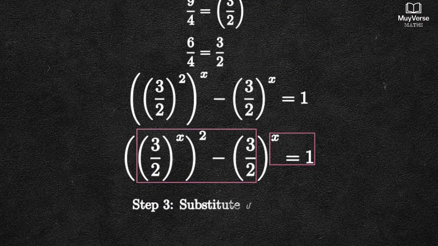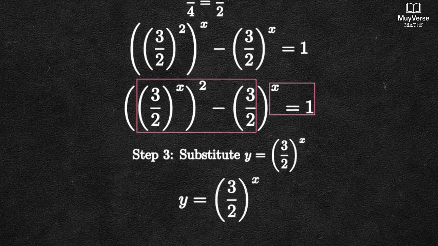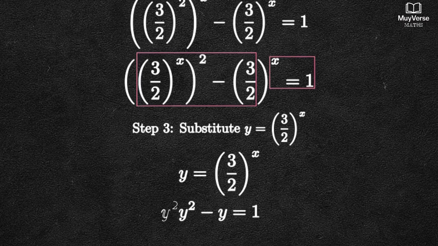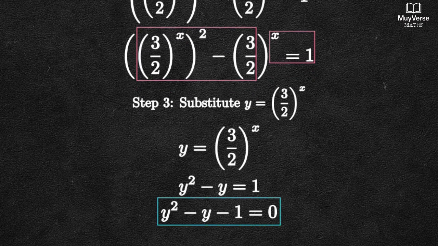Step 3. Make a substitution. To turn this into a quadratic, let y equal (3 over 2) to the x. Then our equation becomes y squared minus y equals 1. Move the 1 to the left to get standard form. y squared minus y minus 1 equals 0.